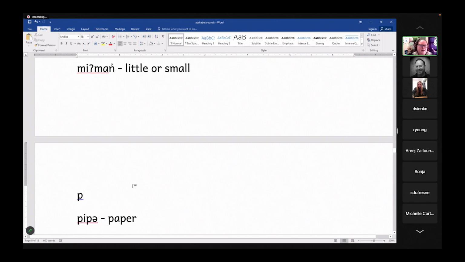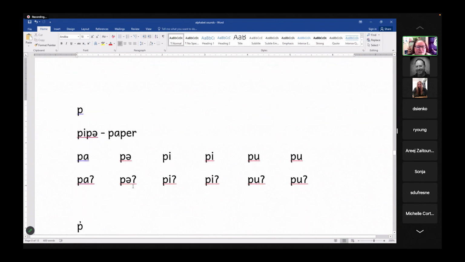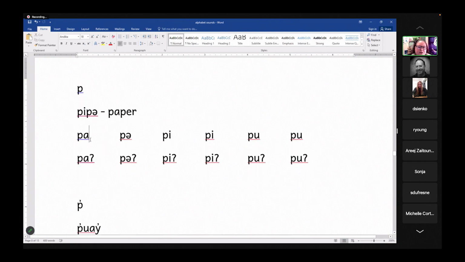Moving on, we have the letter P, which makes the usual P sound, like pepa. So let's do our sound chart. Pa, pa, p, pe, po, poo. And then with the glottal stop, pa, pa, p, pe, po, poo.